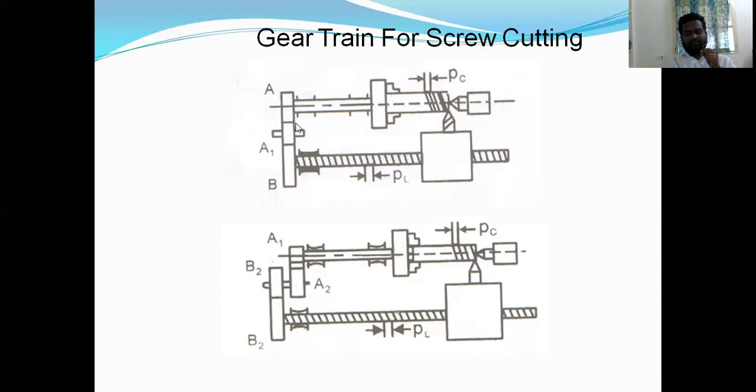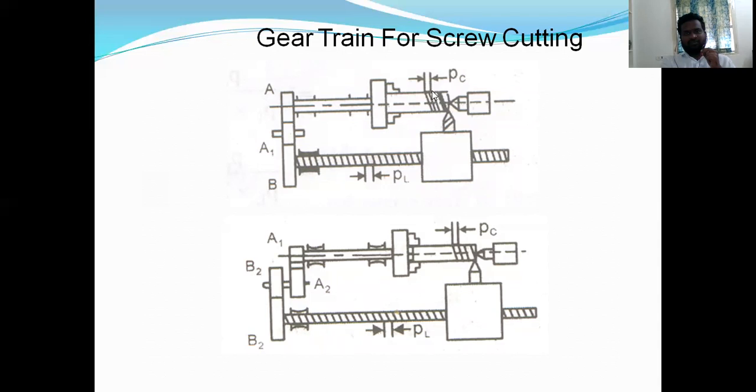So here we are providing the mechanism with the gear ratio. We are adjusting the mechanism. By adjusting these, the spindle is rotated. So based on that gear ratio, this carriage is moving on the lead screw. By doing so, we are getting helical grooves on the workpiece.